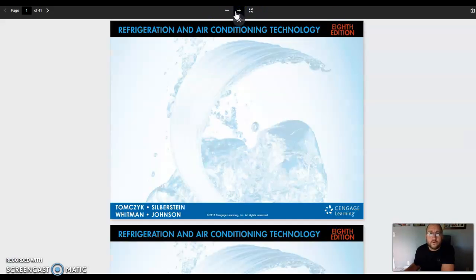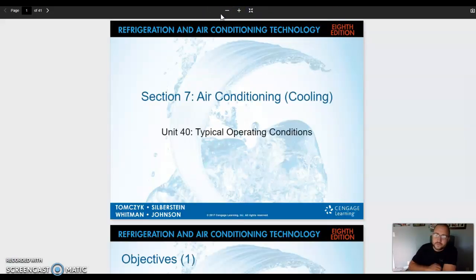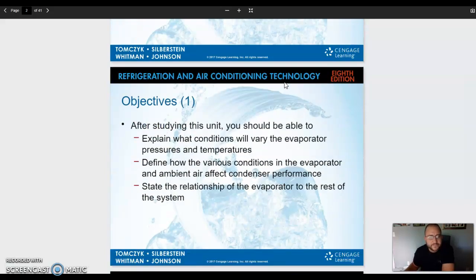All right, so we're going to go over typical operating conditions of an air conditioner. So this covers the temperatures at which it should run, inside and outside, and then how the system should perform. Obviously, we're going to hit this quickly, and we will go over this more in class.